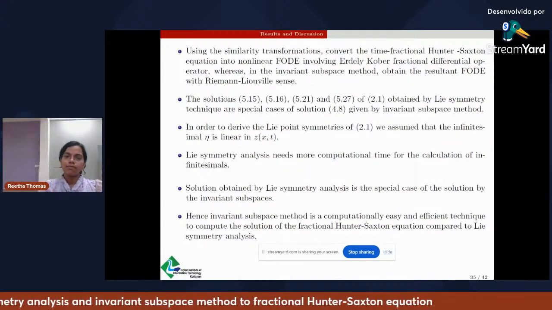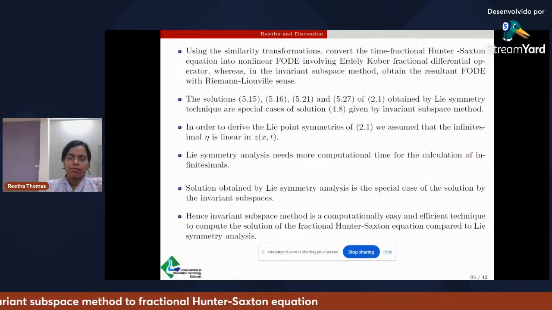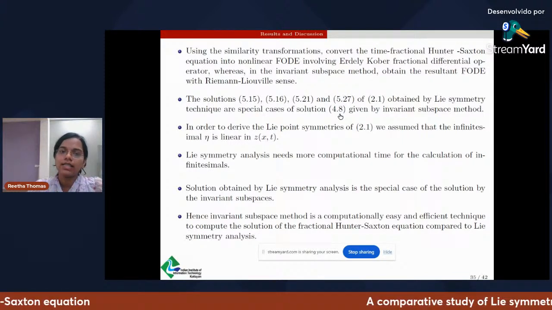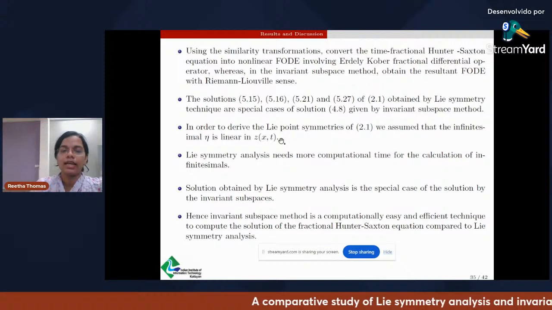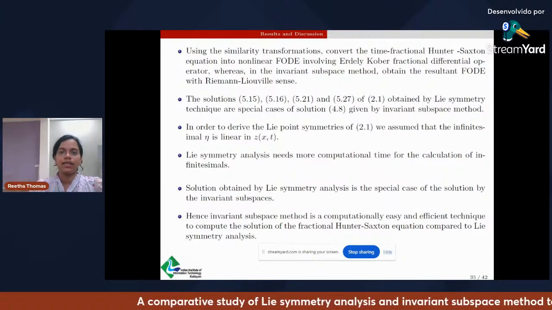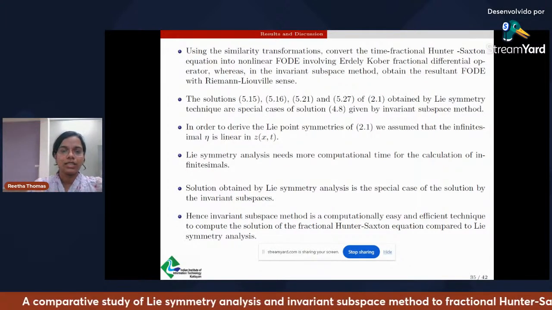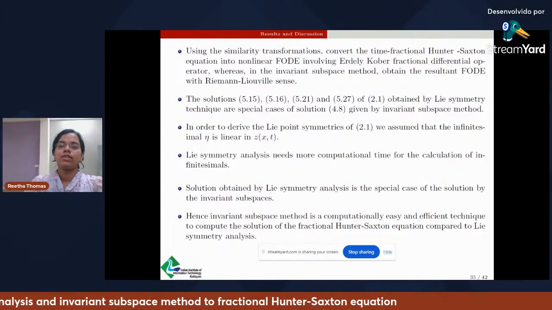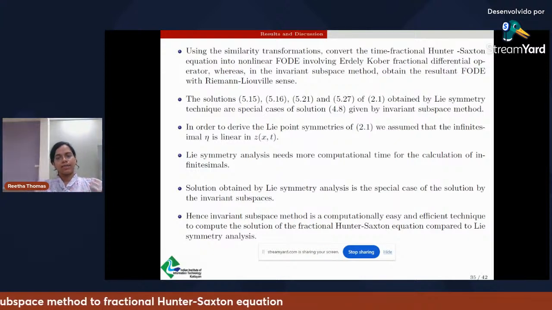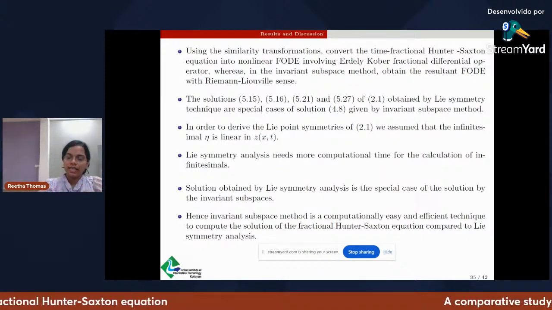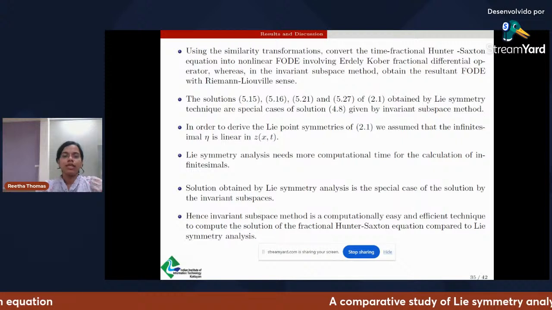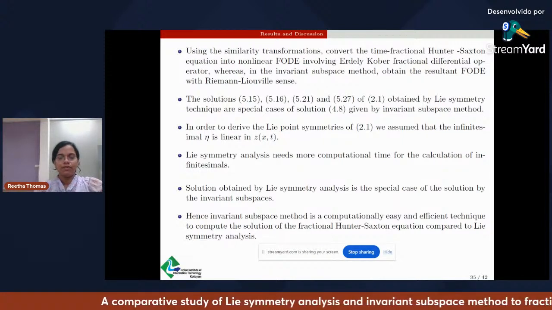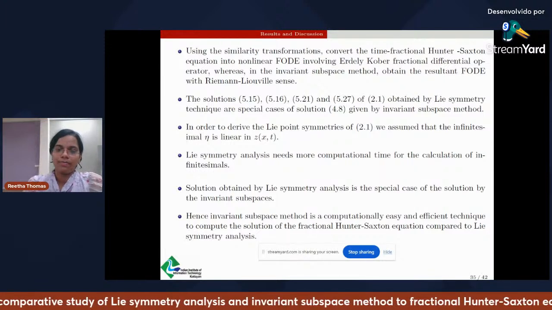So Lie symmetry analysis solutions are special cases of the exact solution obtained using the invariant subspace method. In the invariant subspace method, we first found the invariant subspace and, using the separable solution, we obtained the solution. But in the Lie symmetry analysis, we put a restriction, that eta is linear in u, which is computationally very complicated. For this particular equation, the invariant subspace method is a computationally easy and efficient technique to find the exact solution compared to Lie symmetry analysis. Invariant subspace gives a general solution.